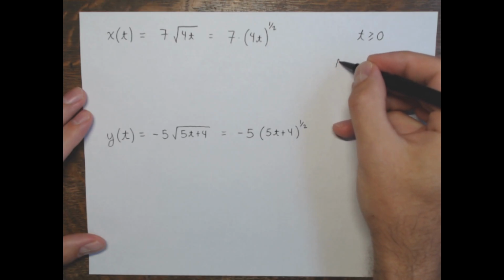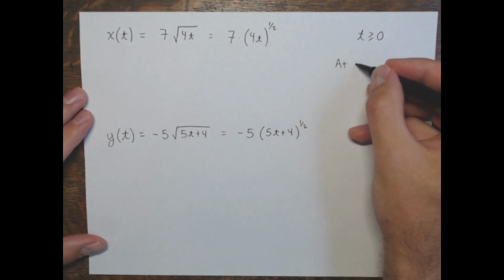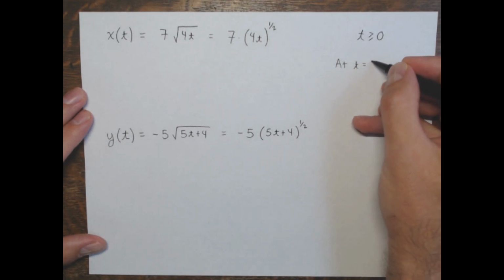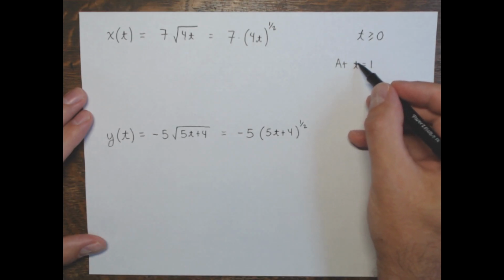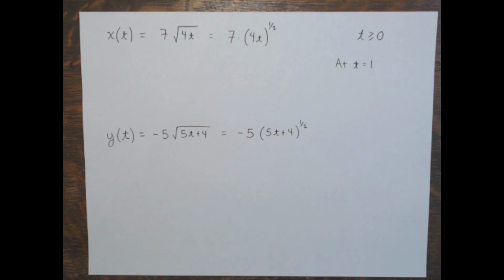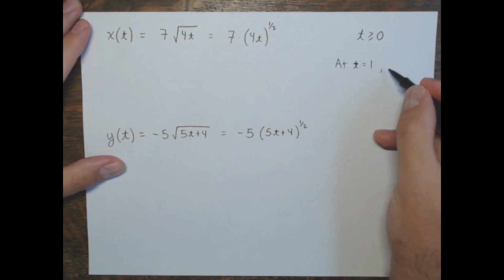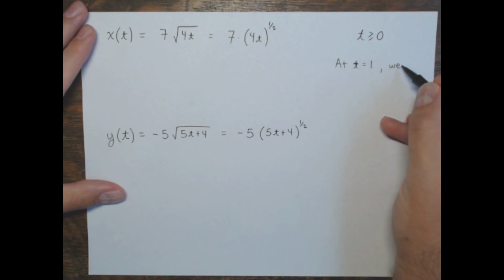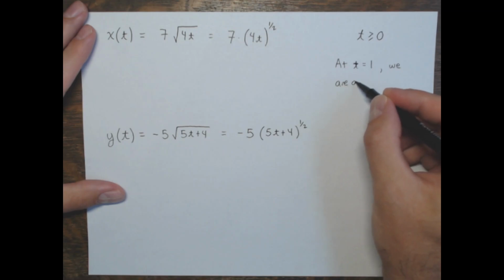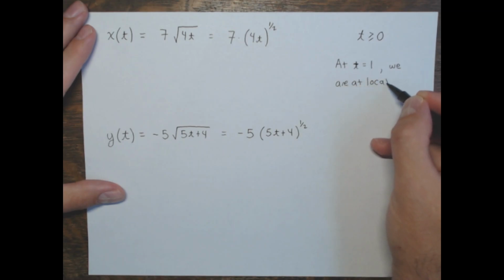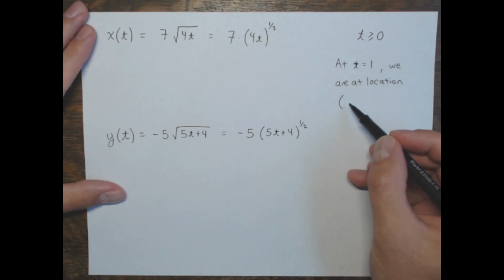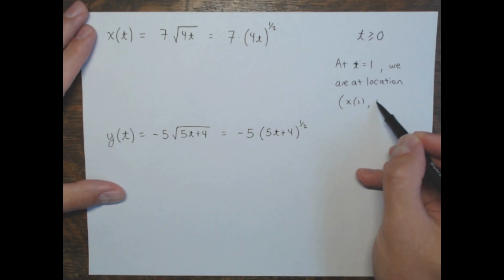Now, we're focusing on the point where t equals 1. So you know what? I'm going to actually label what that point would be so we can go to Desmos later. I'm actually going to draw in this tangent line. They're only asking for the slope of it, but I'm going to get the entire line. So at t equals 1, we're at the following location, x of 1, y of 1.